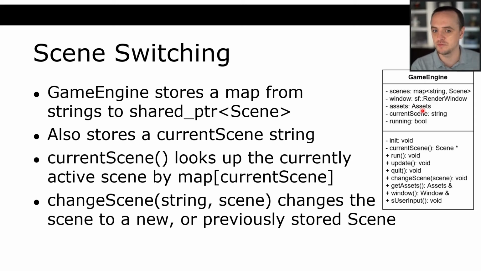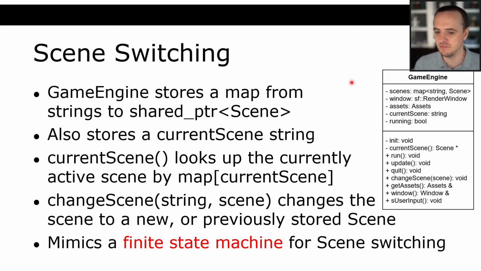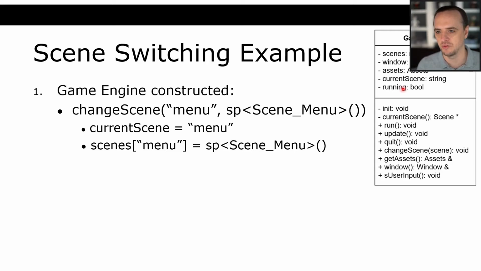It's really, really easy. And this essentially mimics a finite state machine for scene switching. It's like the easiest possible way that you could implement this. I mean, okay, you could have a vector and then iterate through the vector, and that might be conceptually easier than what a map does, but this is the easiest way of actually implementing it, in my opinion. So here's a scene switching example. When the game engine is first constructed, you're going to need to enter some sort of scene, right? So when the game starts, you have to say very specifically, here's the scene that I'm on.